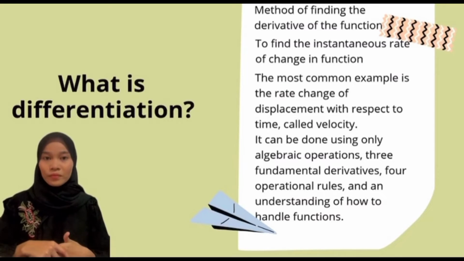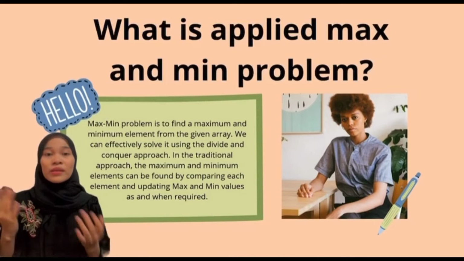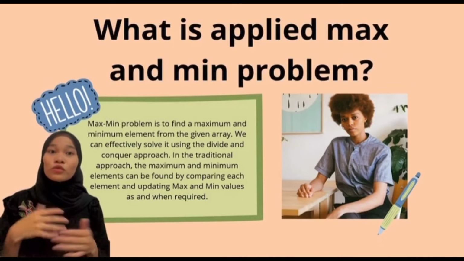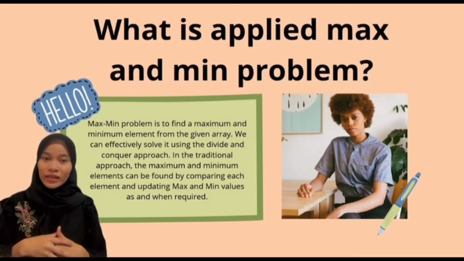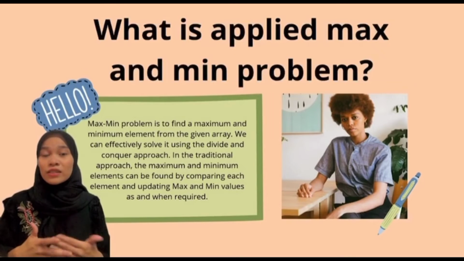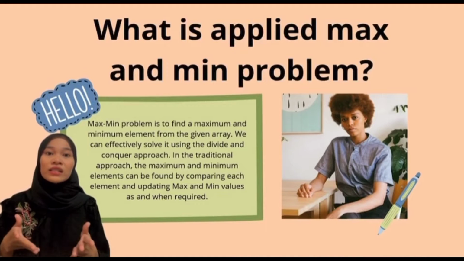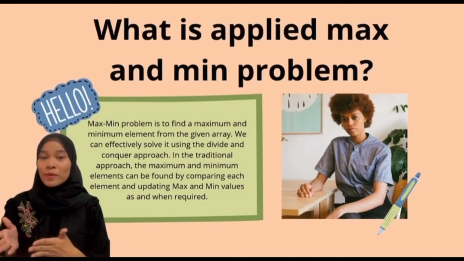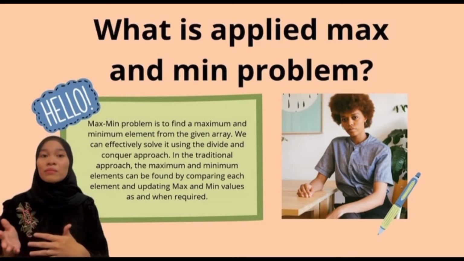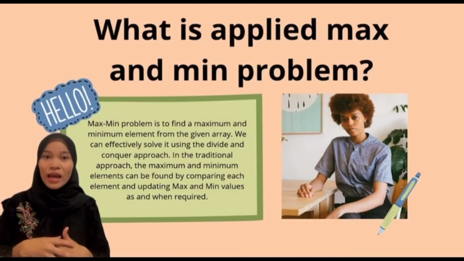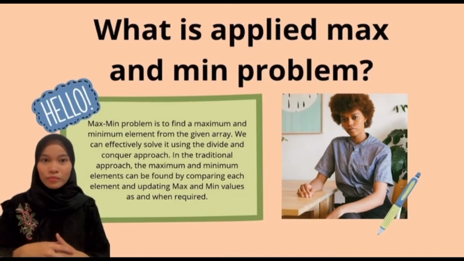What is the maximum and minimum problem? The maximum and minimum problem is to find the maximum and minimum element from a given array. We can effectively solve it using the divide and conquer approach. In the traditional approach, the maximum and the minimum element can be found by comparing each element and updating the maximum and minimum values as and when required.